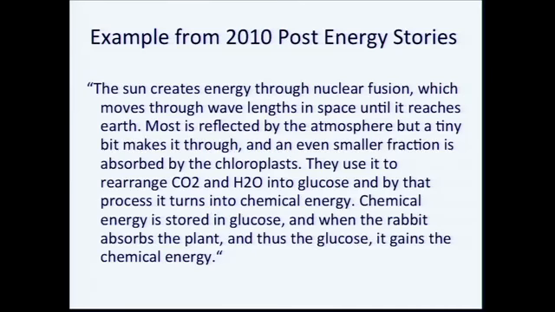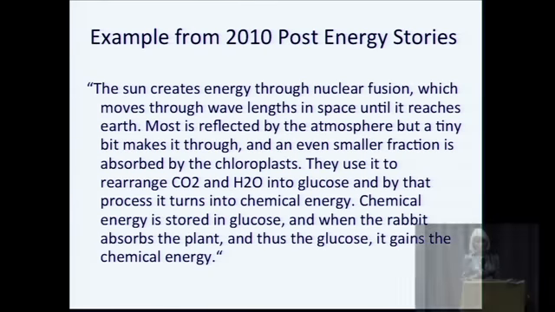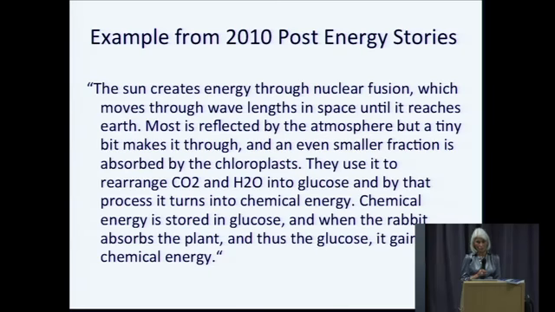I have to say that the pre-test response was pretty vague. The sun creates energy through nuclear fusion, which moves through wavelengths in space until it reaches Earth. Most is reflected by the atmosphere, but a tiny bit makes it through, and an even smaller fraction is absorbed by the chloroplasts. They use it to rearrange CO2 and H2O into glucose, and by that process, it turns into chemical energy. Chemical energy is stored in glucose, and when the rabbit eats the plant, and thus the glucose, it gains the chemical energy. Would you be happy with your students if they wrote this?